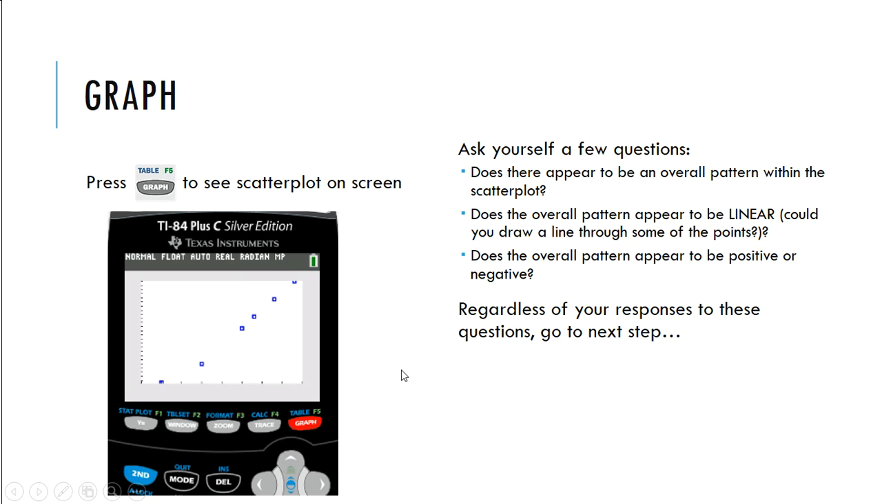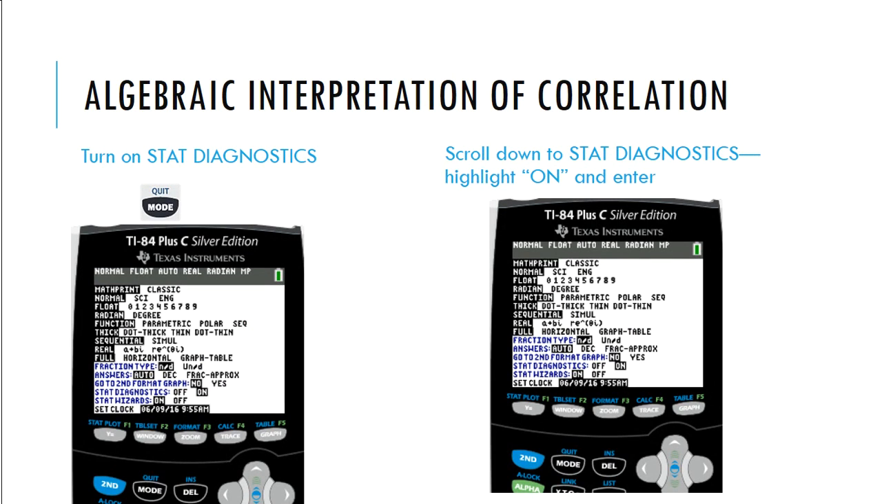So ask yourself a few questions. Do you think there's a pattern within that scatter plot? Does it appear to be linear? And does it appear to be positive or negative? So that's how you make a scatter plot. But the next thing you need to do is make your line of best fit. So you need to go to mode, and then scroll down to stats diagnostic and highlight on. Okay, so if you see, it's right here.